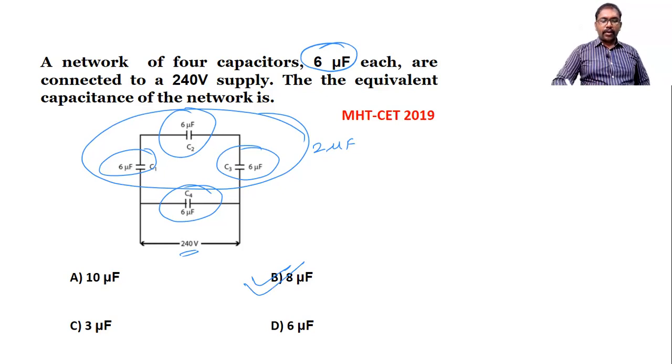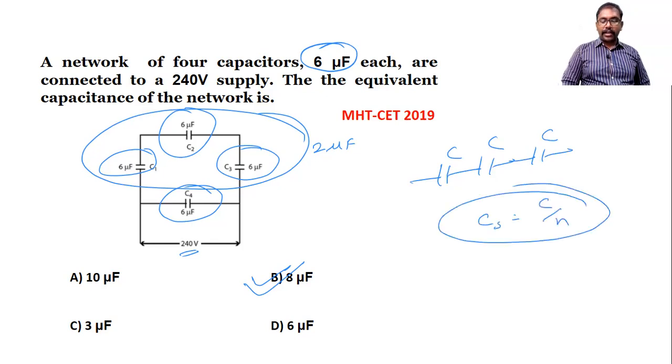Listen, you remember, when capacitors of capacity C are connected in series, then the total capacity in series is C by N, that you have to remember. Here it is 6 and total capacitors are 3. So 2 microfarad is the capacity of the upper combination of 6 in series, and this 6 is in parallel with that. So here 6 plus 2, 8 is the answer. Next question.